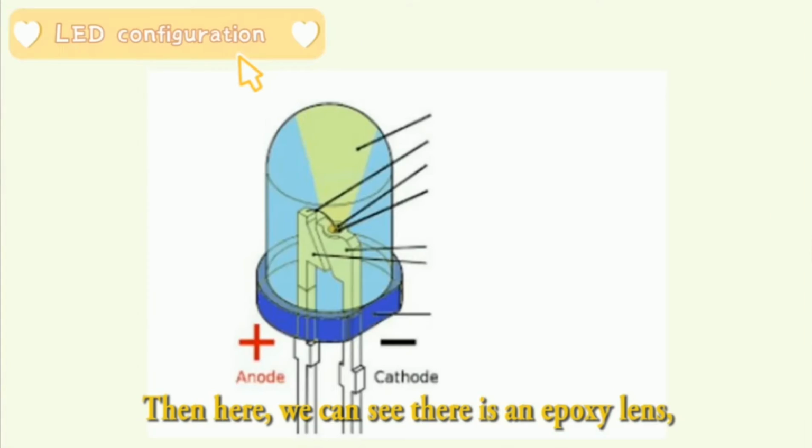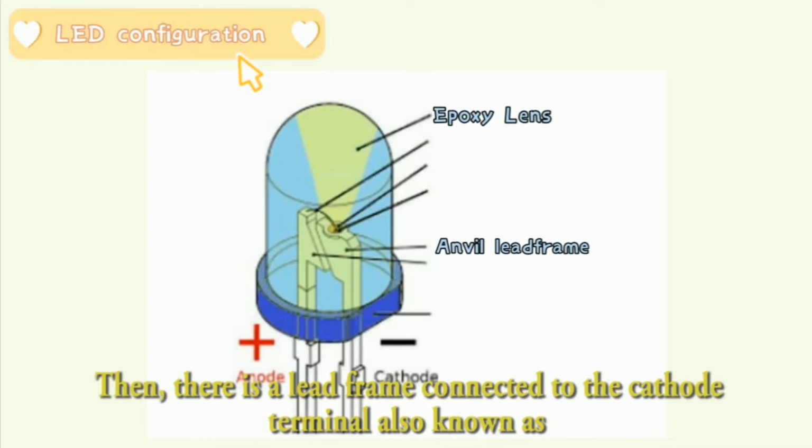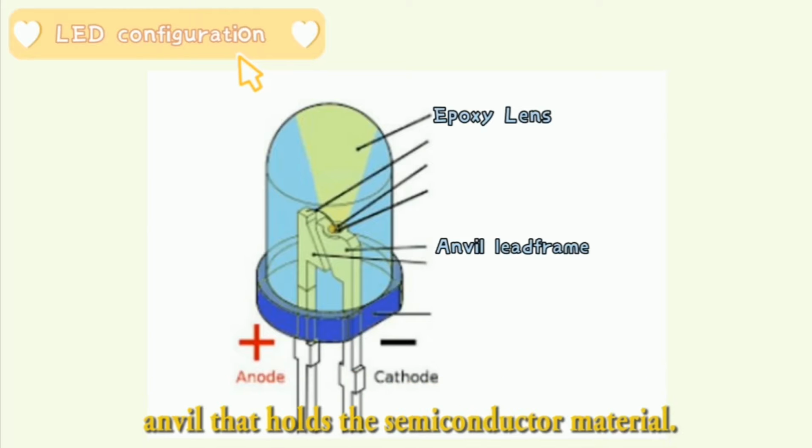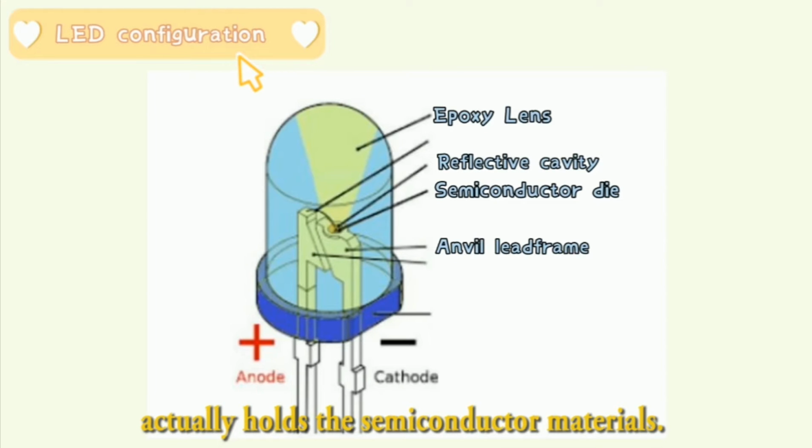Here we can see there is an epoxy lens. It is the casing of an LED. Then there is an LED frame connected to the cathode terminal, also known as the anvil, that holds the semiconductor material. The reflective cup which is connected to the anvil actually holds the semiconductor materials.